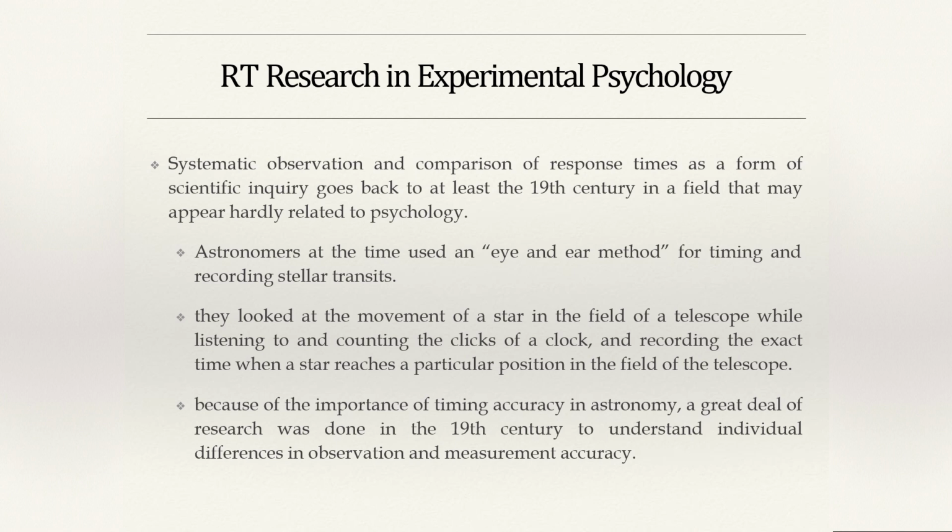Because of this importance of timing and timing accuracy in astronomy, a great deal of research was done in the 19th century to understand individual differences in observation and measurement accuracy. So, this is basically a broad background of where measurement of timing started becoming important.